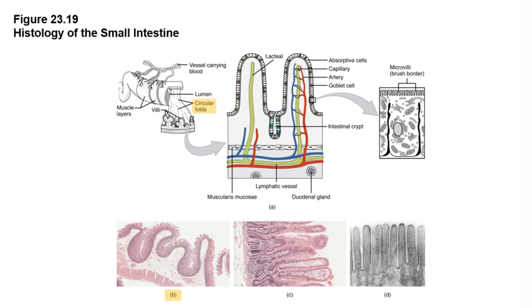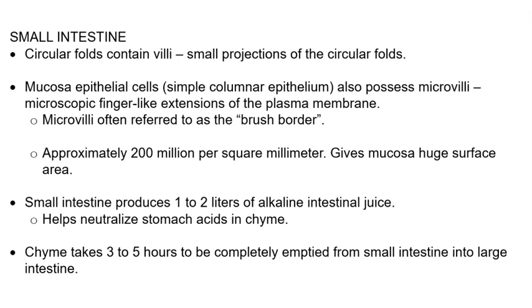Figure 23.19 examines the circular folds surrounding the lumen of the small intestine, with part B of the figure in the lower left showing a microscopic sample of the folds. Additionally, the circular folds contain structures called villi, which are small projections of the circular folds that function to further increase its surface area. The mucosa epithelial cells, which are a simple columnar epithelium, also possess structures called microvilli, which are microscopic, finger-like extensions of the plasma membrane of the mucosa cells.